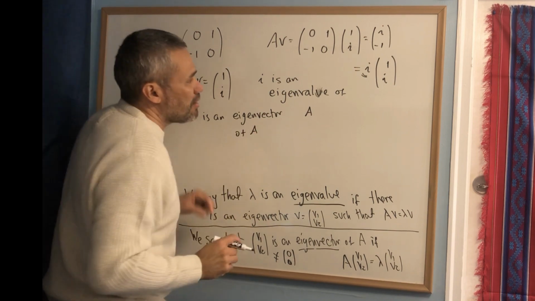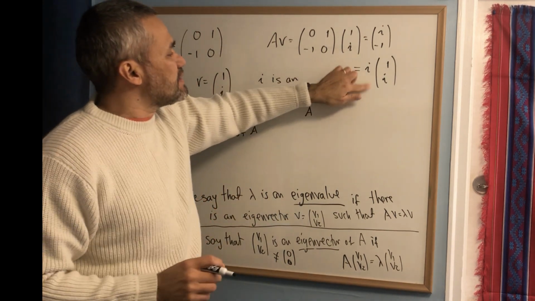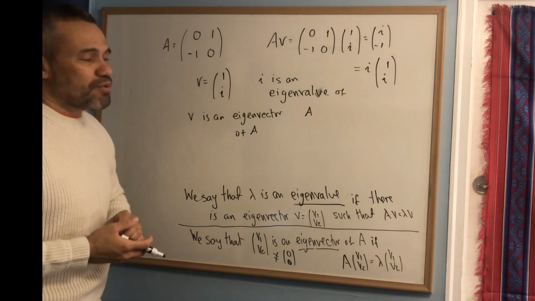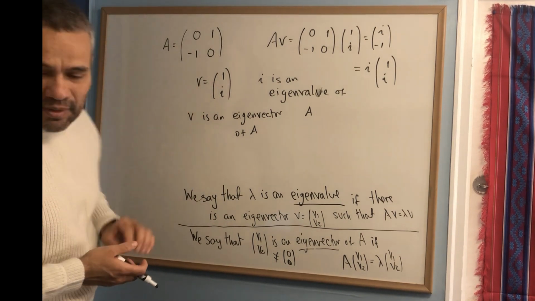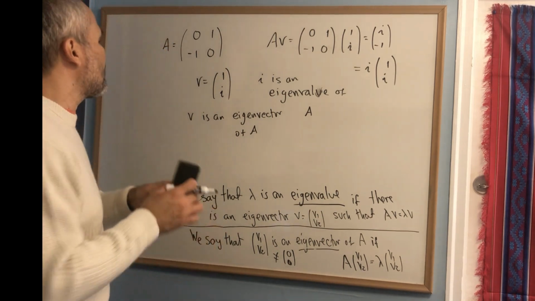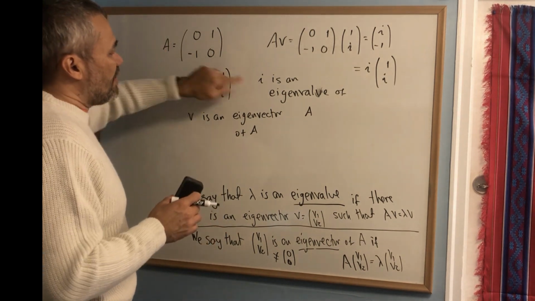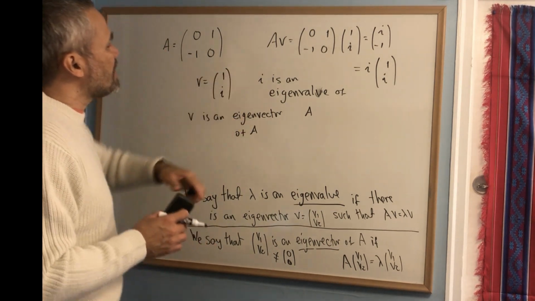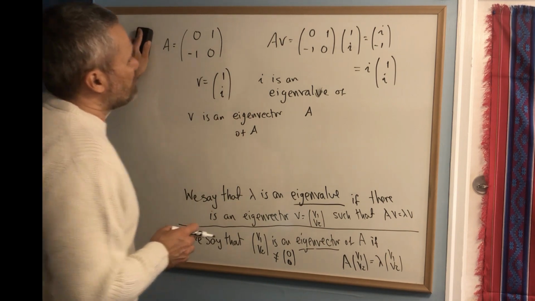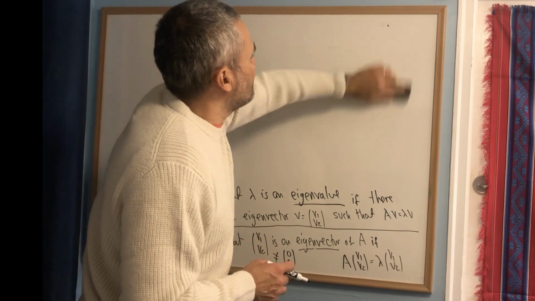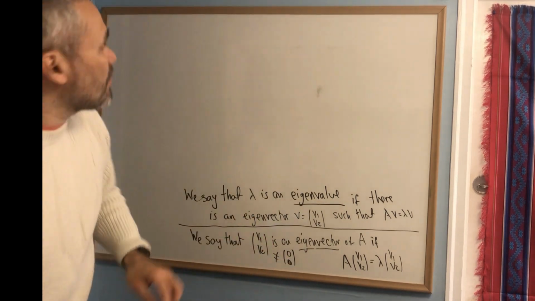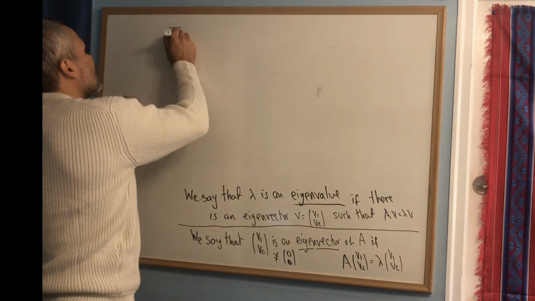But as I mentioned before, this is not the way that we compute eigenvalues and eigenvectors. We're going to be using this theorem to compute the eigenvalues. We first compute the eigenvalues and then the eigenvectors. Let me write down the theorem that we're going to use. We have this theorem.